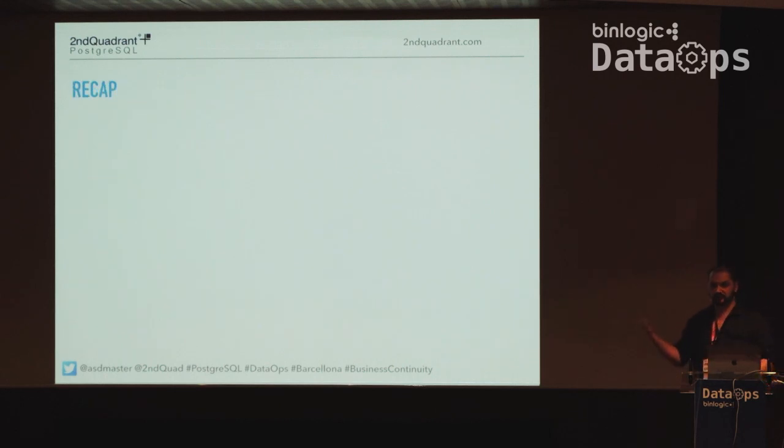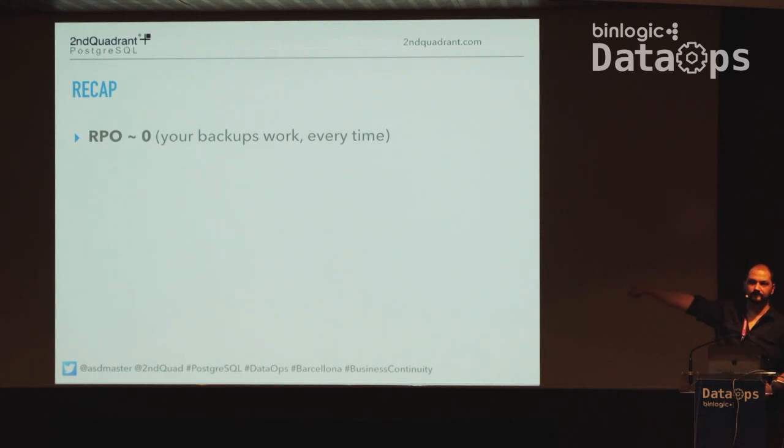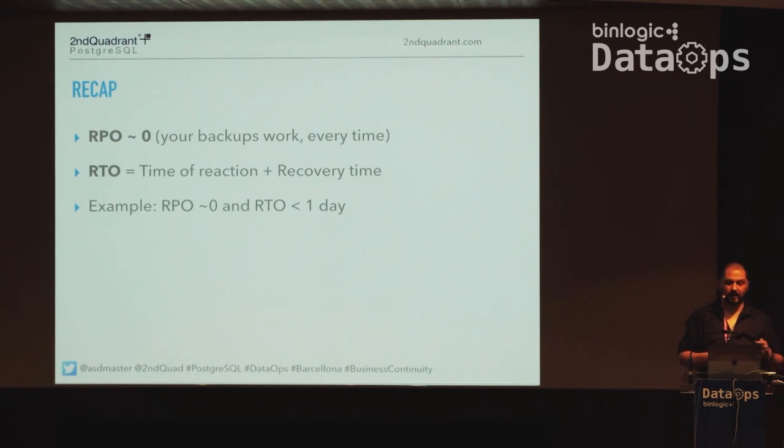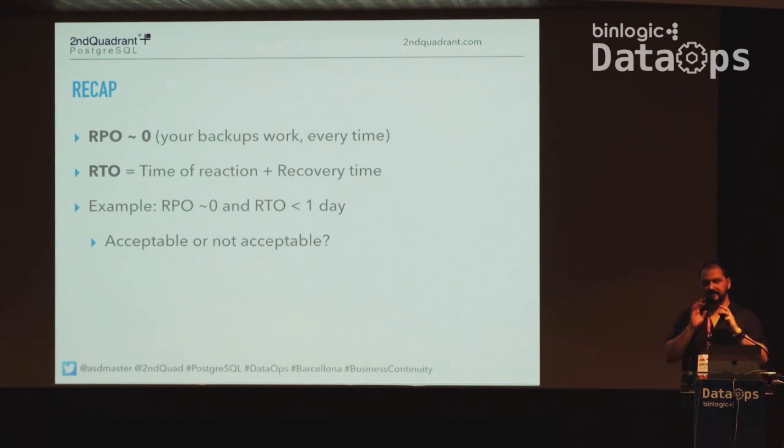Okay, in this situation we have RPO almost zero, because we receive all files through streaming and the archive command, redundantly, okay? And we know that the backup worked because we recover it. We have RTO that is basically the time of reaction on the alerts that we already discussed, that you have set up, okay? You are monitoring, and the time of the recovery that you measured because you recover it every day. So we can say, for example, that in this case we have RPO almost zero, RTO less than 1 day. Acceptable? Not acceptable? This is up to you.